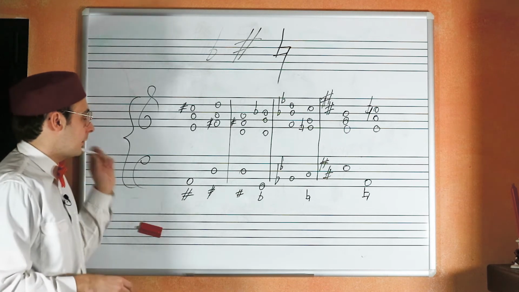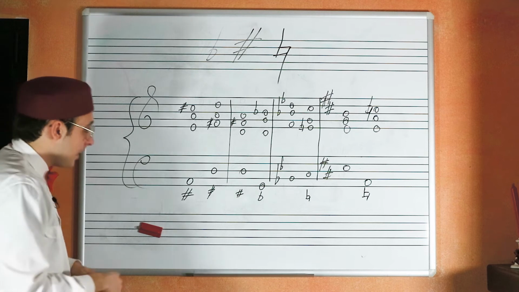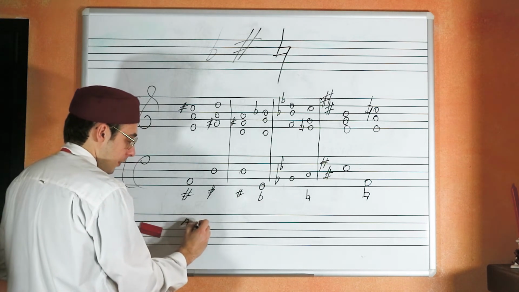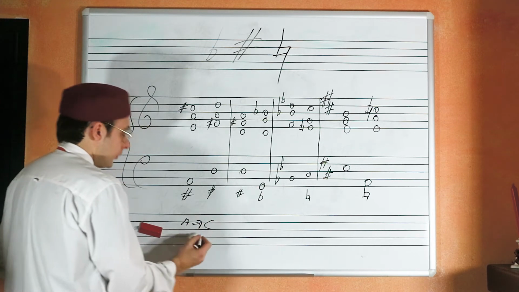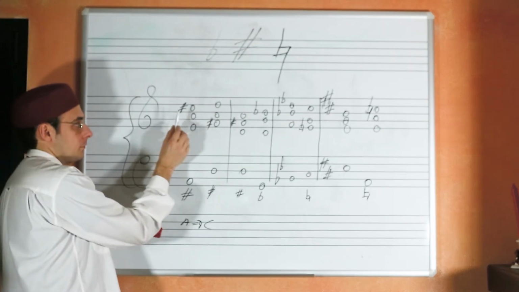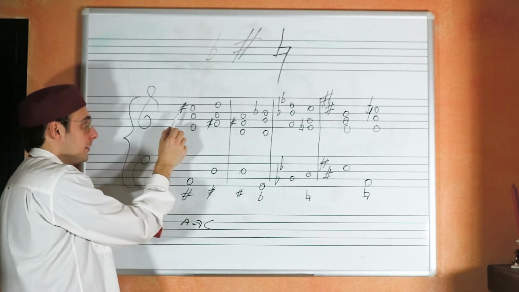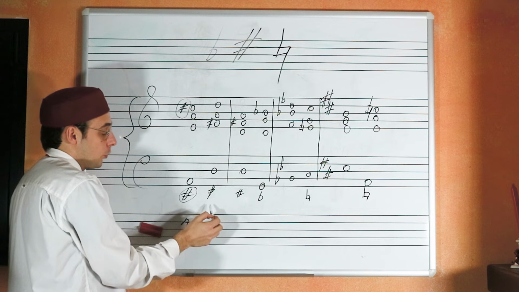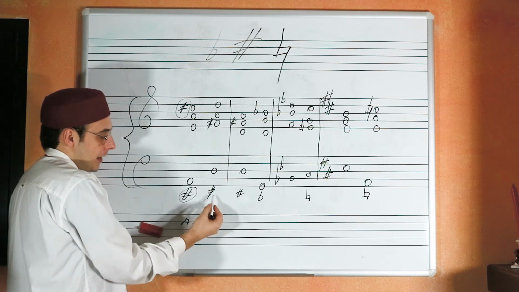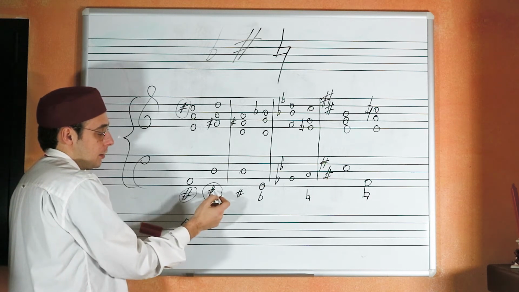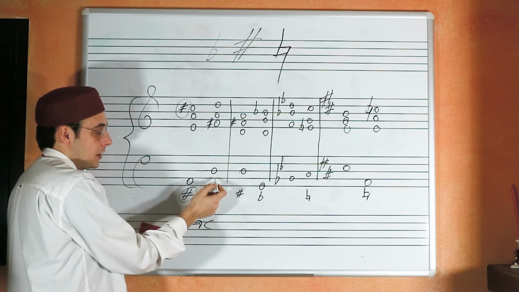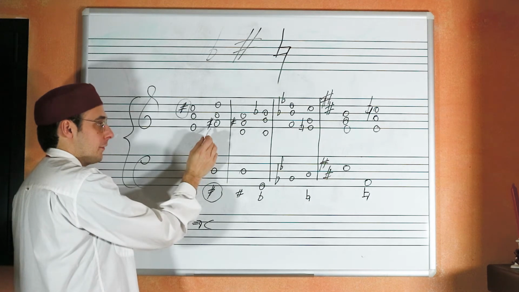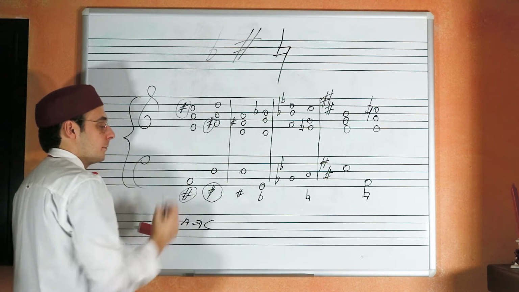So let's see the first example. In the bass I have an A, and the third is a C. So the C in the harmony realization is sharp. In the second chord I have the sharp above a D. So which is the third of the D? It's F. So the F is sharp.